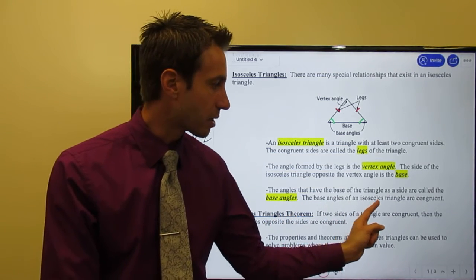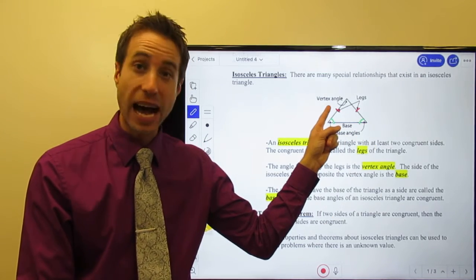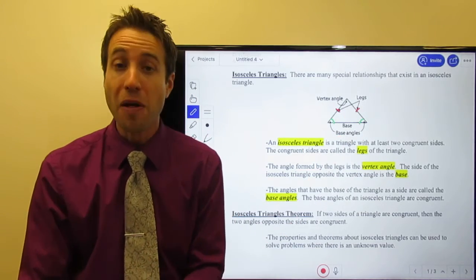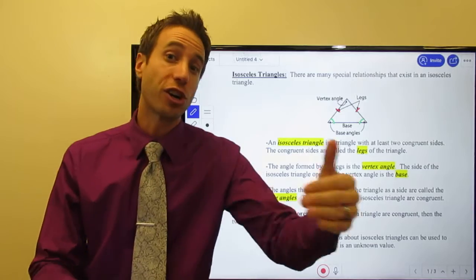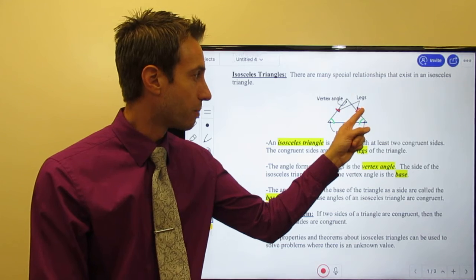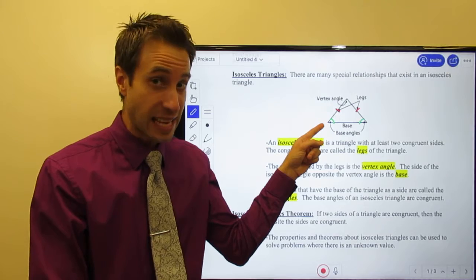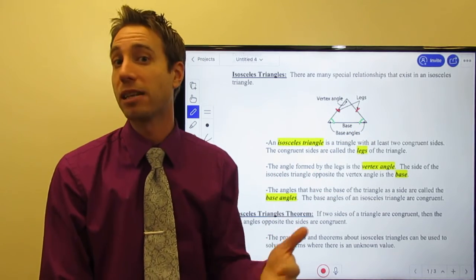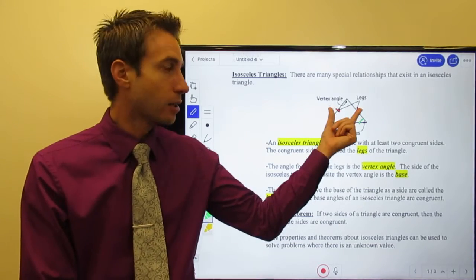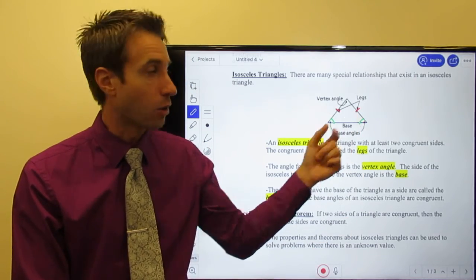The base angles of an isosceles triangle are congruent. Why are they congruent? Well, because the sides opposite the angles are also congruent, and the length of the side determines the measure of the angle opposite that side. So, because this side has the length it has, this angle is going to be a certain measure, and since this side has the exact same length, the angle opposite must be the same measure. Has to be. So, two things about isosceles triangles: two of the sides are congruent, which means the base angles are also congruent.